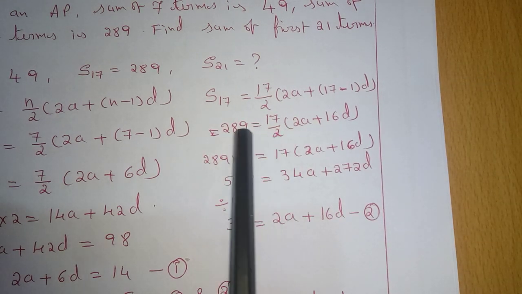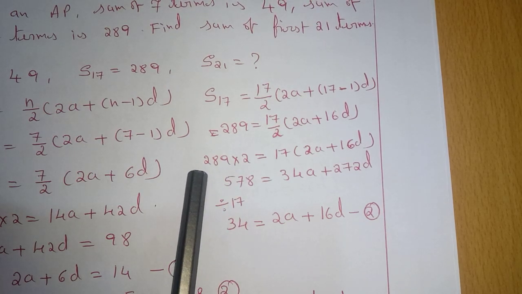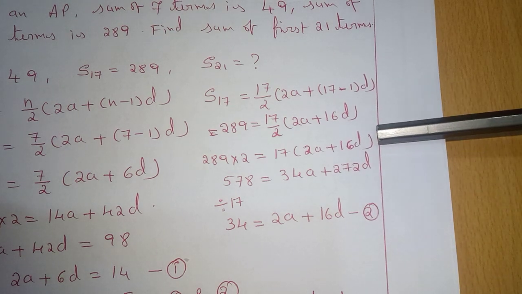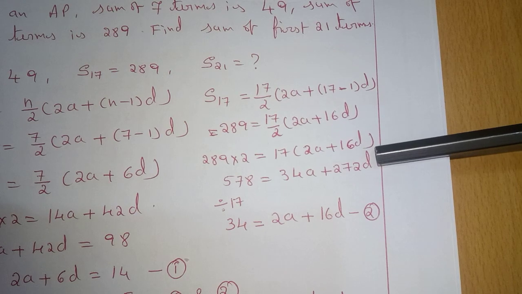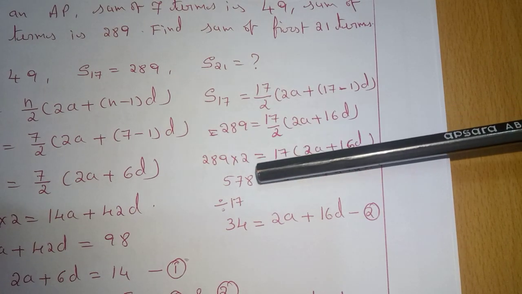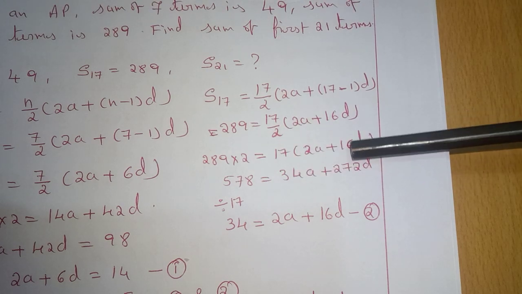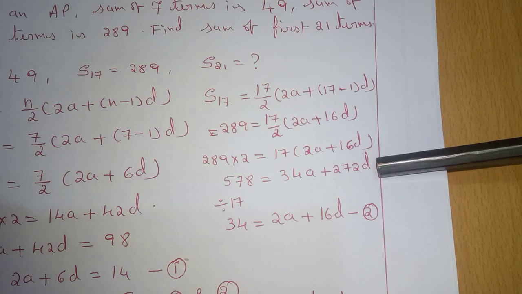289 into 2, when you shift 2 to the other side, 289 into 2 is equal to 17 into 2a plus 16d. When you multiply 289 by 2, you will get 578. 17 2s are 34, 16 17s are 272. 578 is equal to 34a plus 272d.